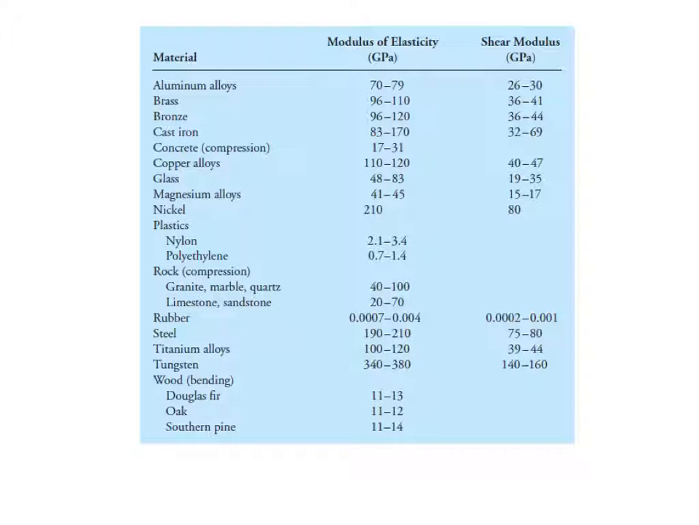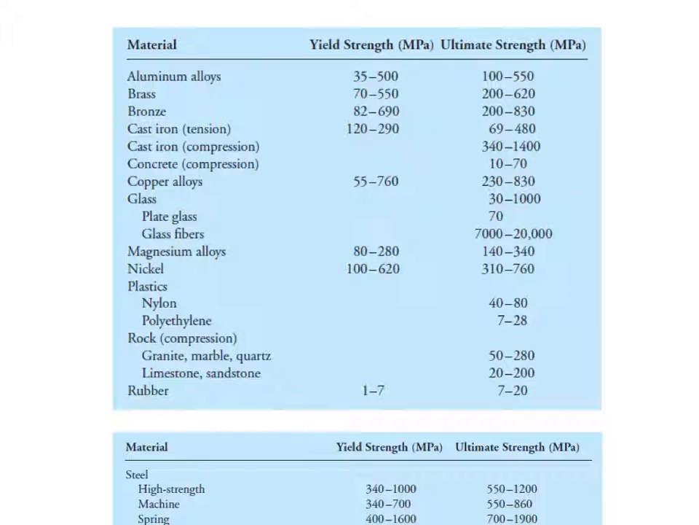The next table I want you to see is the one where we're going to see what's called yield and ultimate strength. Yield strength is when that material will start to fail. If you continue past the yield strength, you will reach what's called its ultimate strength, and it will actually reach its failure point.